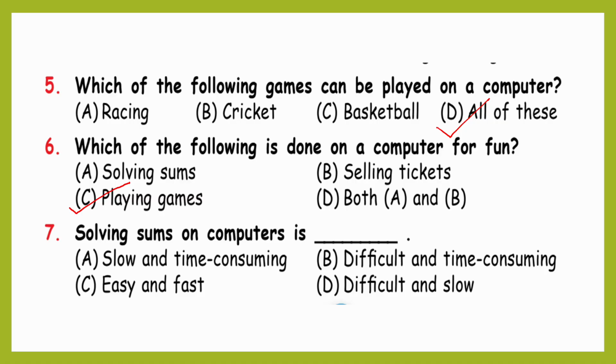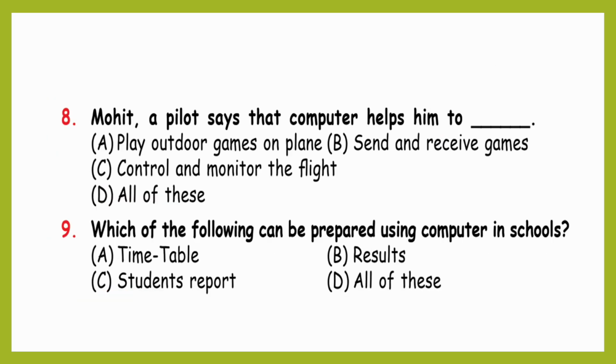The next one, solving sums on computer is dash. Option A, slow and time consuming. Option B, difficult and time consuming. Option C, easy and fast. Option D, difficult and slow. What is the correct answer? Option C, easy and fast. Computers make calculations easy and very fast.